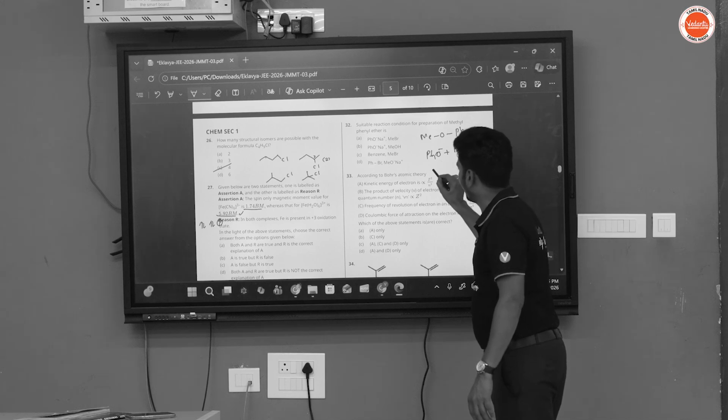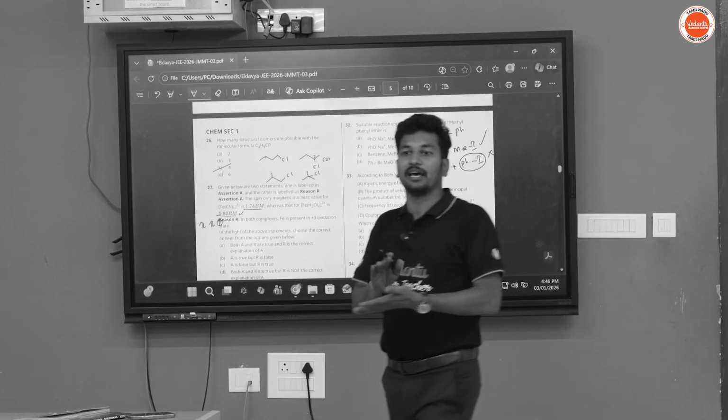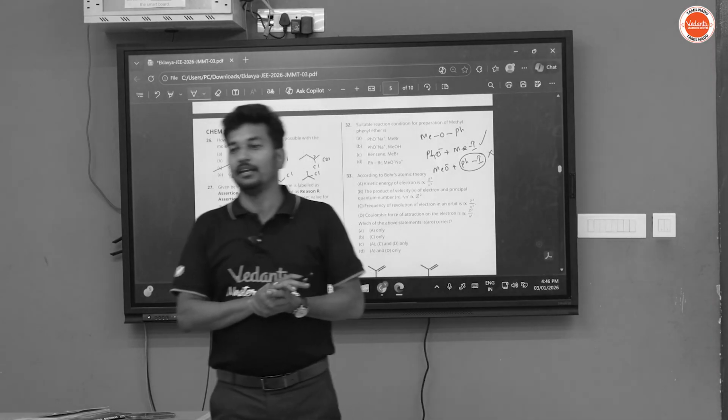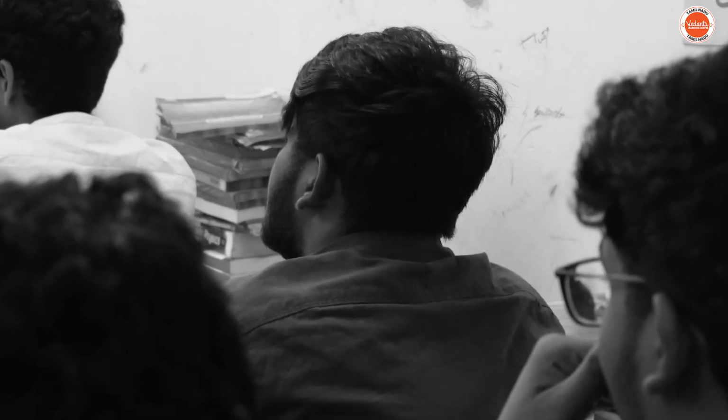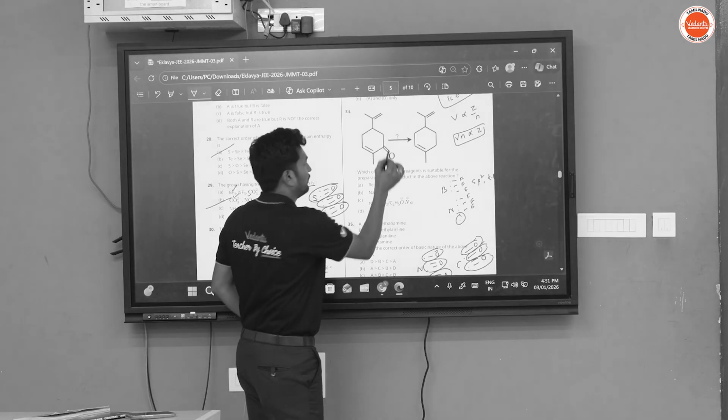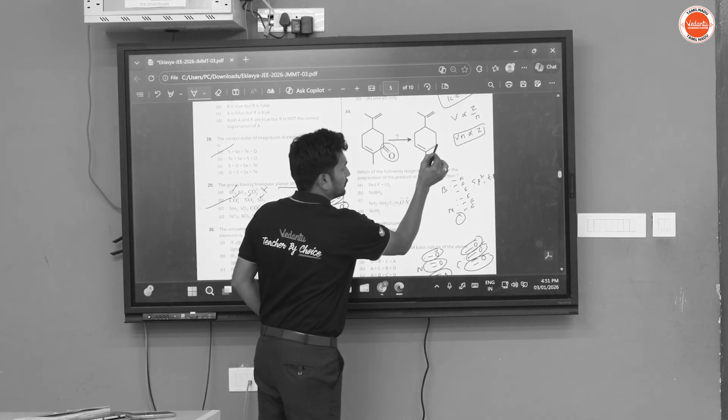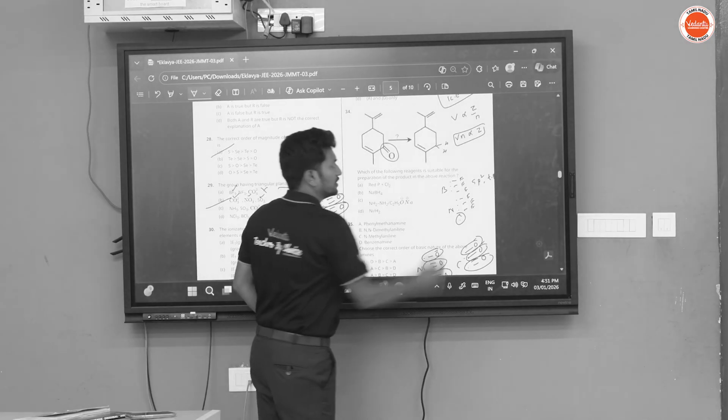Or other combination, what you can take? Methoxide ion, phenyl halide. In SN2, the alkyl halide should not be aryl, vinyl and tertiary. Otherwise, we don't get the product. Got it? So if you look at this, no change here, double bonded here. What is the difference? C double bond O became just 2 hydrogens are added.